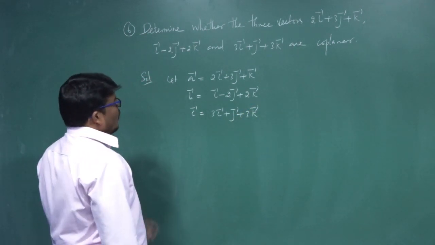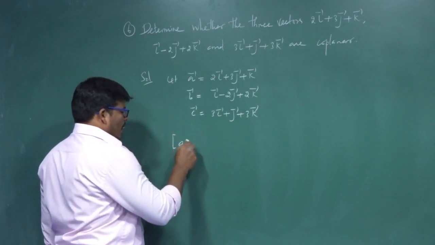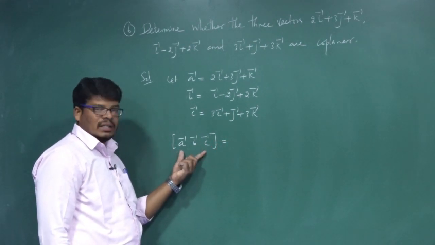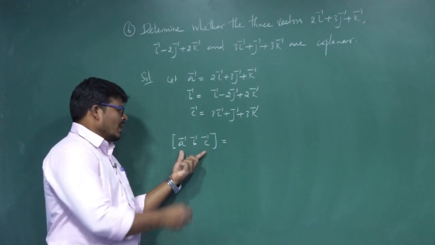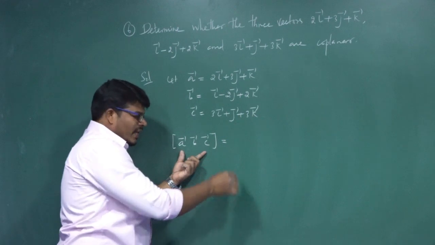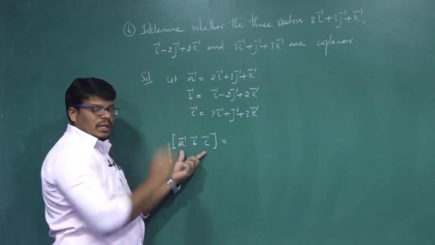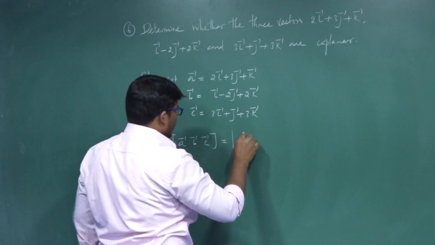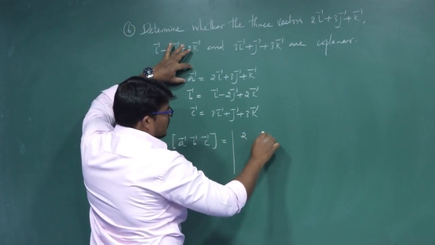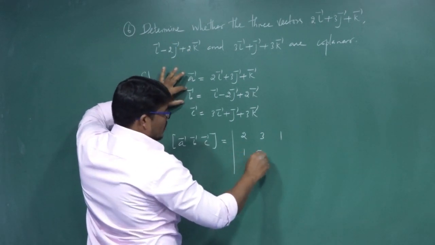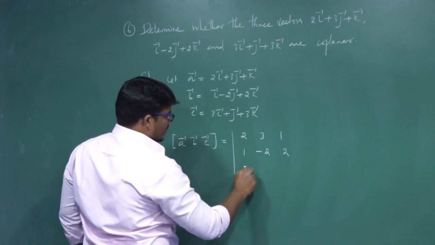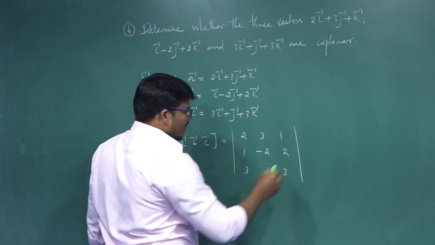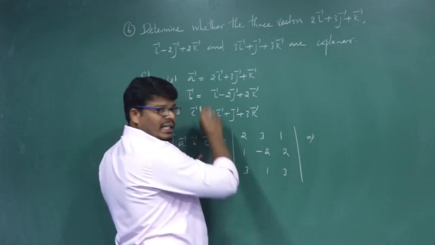Now find the box product of a vector, b vector, c vector. Now check the box product value using the determinant. If we get the result equal to 0, the three vectors are coplanar. Now write the determinant form. The components of a are 2, 3, 1, the components of b are 1, minus 2, 2, and the components of c are 3, 1, 3. Now expanding the determinant, getting the value equal to 0 means a, b, c are coplanar.